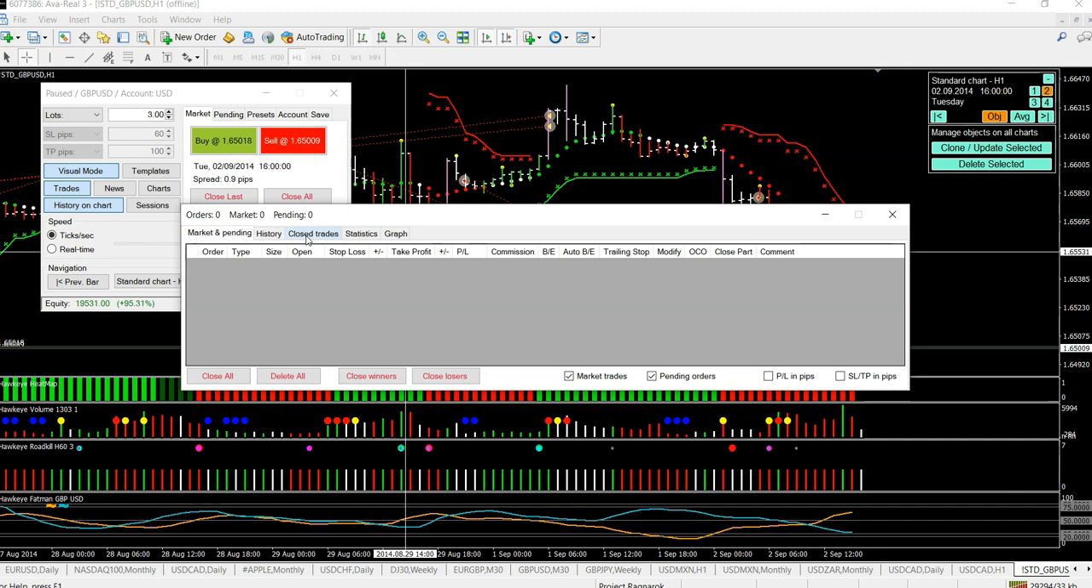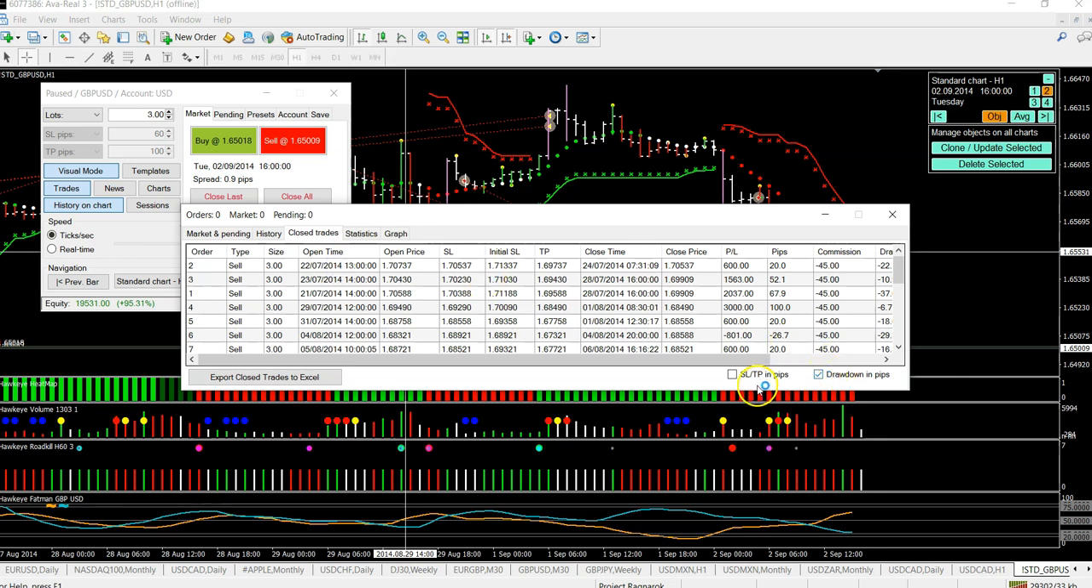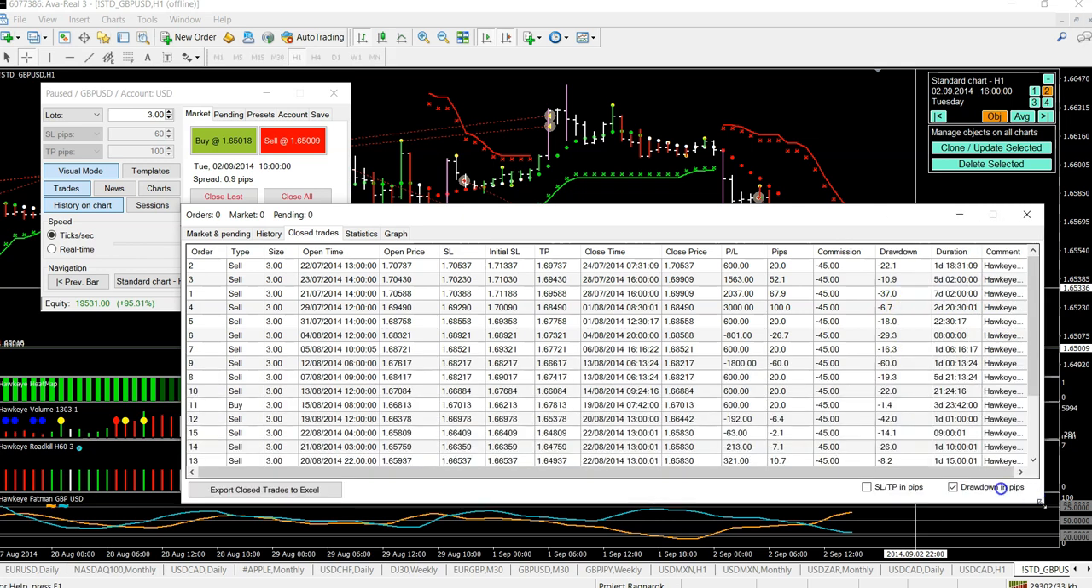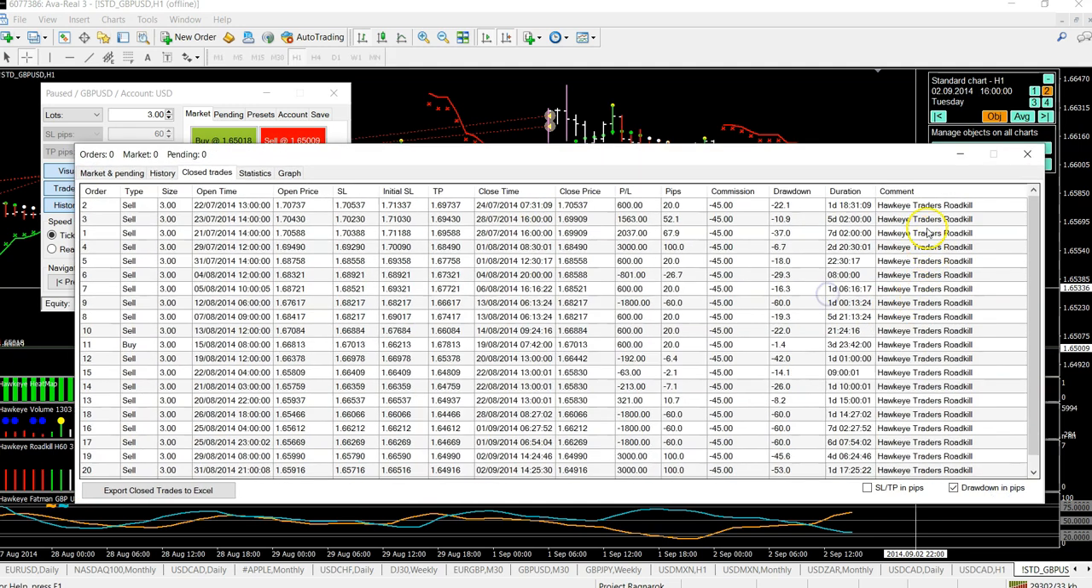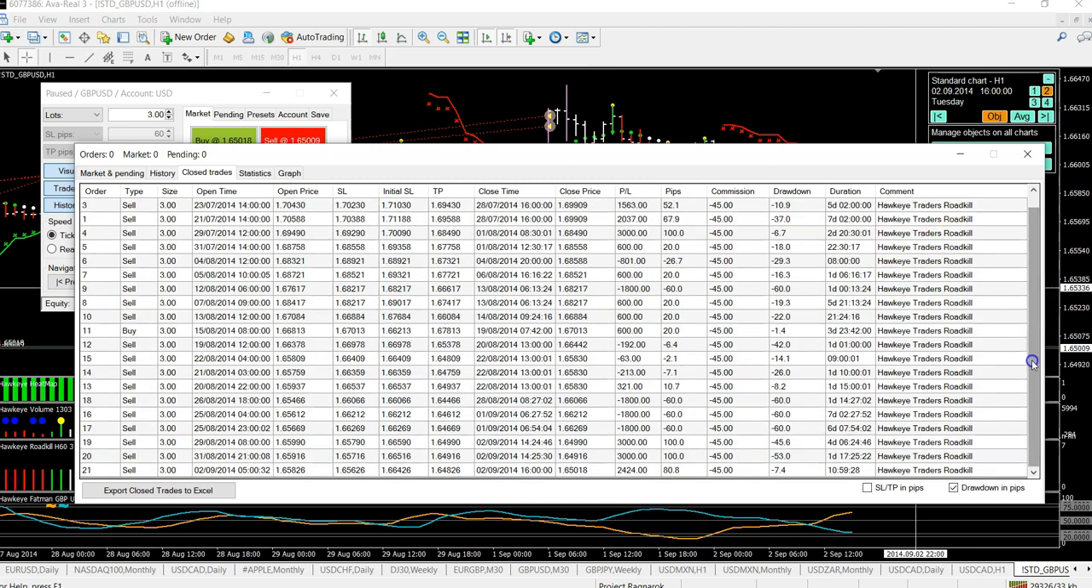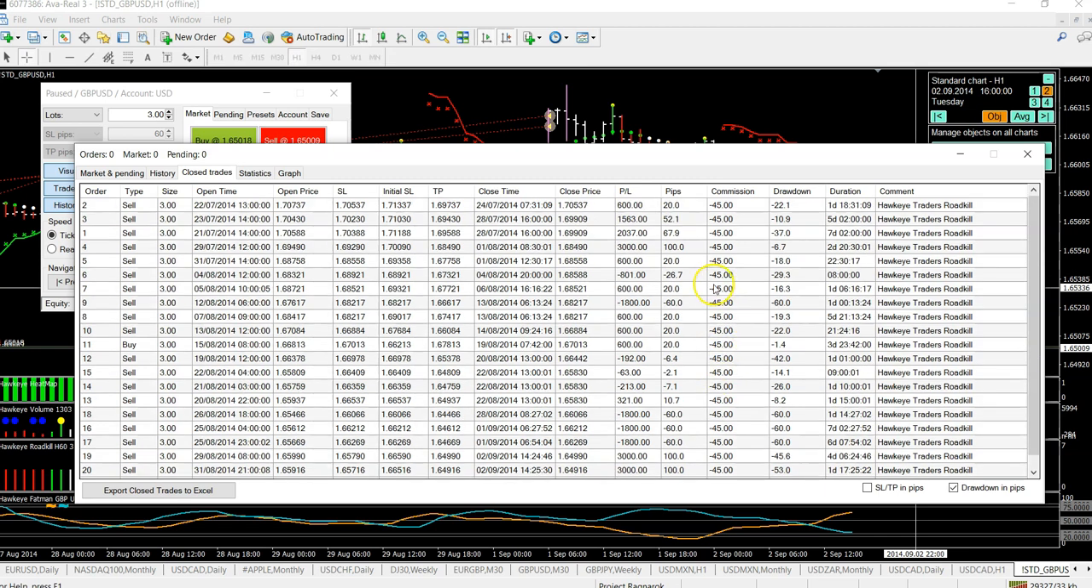Trades. Let's look at the trades. Closed trades, drawdowns in pips. You have all the information. Look at all the data you can have. There you go. This is all the trades. Roadkill, Hawkeye Traders, Roadkill, following everything. Absolutely. Look at the commission you pay.